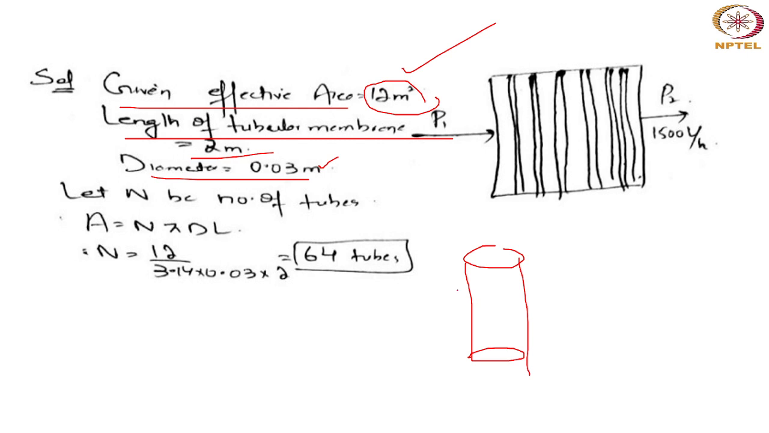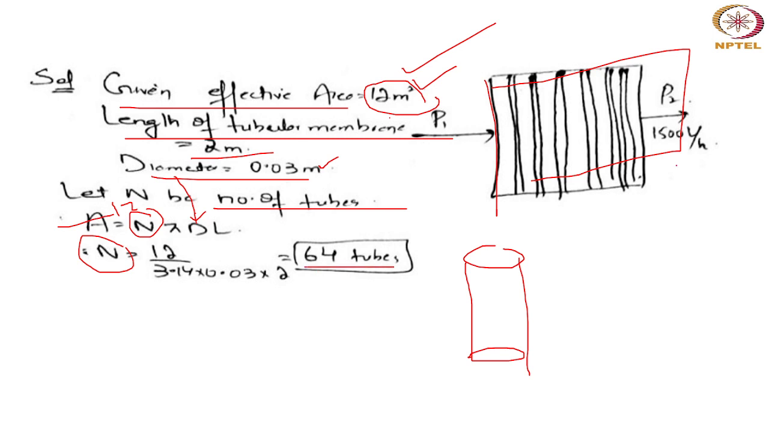So the total area of the membrane module was given as 12 meters square. I'll write area equals n, the number of tubes required, multiplied by pi d L. If you put the values of the diameter d and L, which is 2 meters, you have to calculate n, and the area is 12 meters square, right? So if I calculate, I am getting 64 tubes. 64 tubes I need.